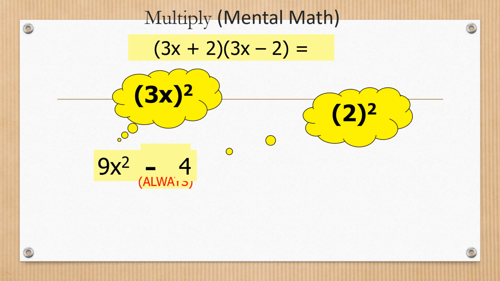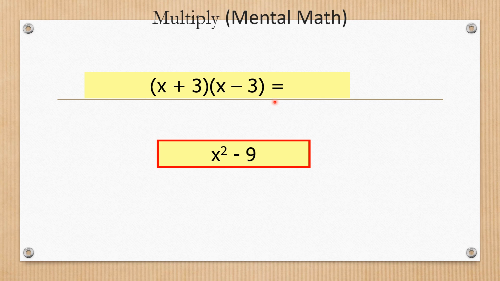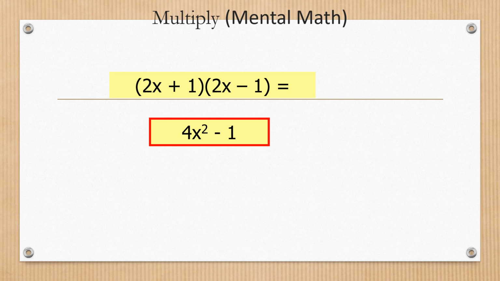Okay, next we have 9x squared minus 4. All right, next we have here 3x plus 3 and then x minus 3. So we'll mentally multiply, that is x squared. So just remember guys, in here, the only ones you will work with are the first term and the last term in squaring binomials. So we have here 2x, that's 4x squared, and then negative 1 times positive 1, that is negative 1, so 4x squared minus 1.